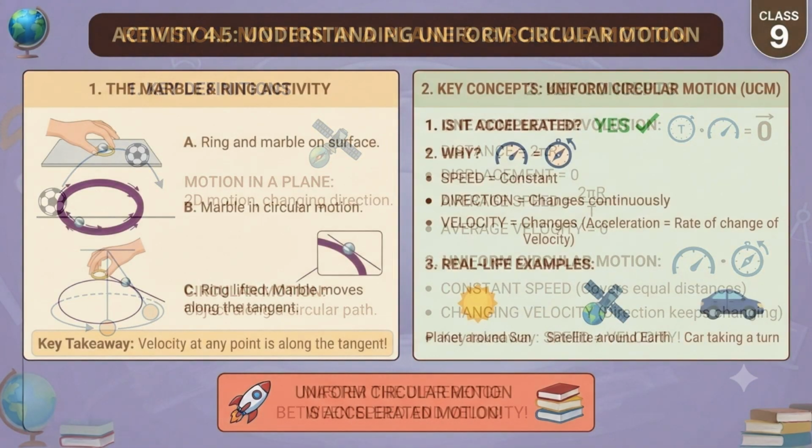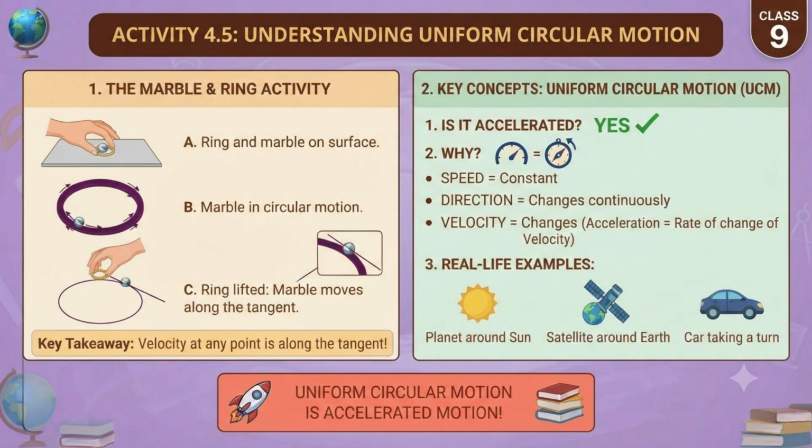Now let's perform a simple and interesting activity to understand one of the most important concepts of circular motion. Take a ring, such as an empty adhesive tape ring, and place it flat on a smooth surface. Now put a marble inside the ring and gently roll it so that it moves along the inner boundary of the ring in a circular path. Observe the marble carefully as it keeps moving around the ring.